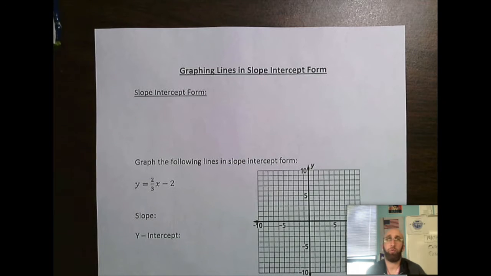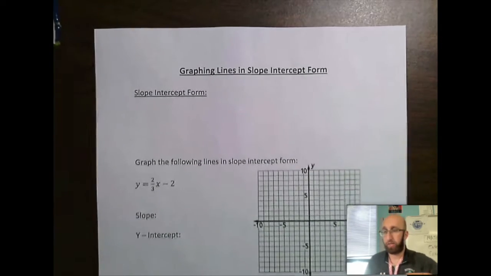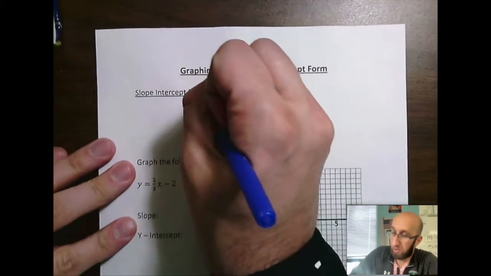In this short video, we're going to look at graphing lines in slope-intercept form. I'm going to talk about what slope-intercept form is, and then we're going to look at four different examples on how we can graph lines in slope-intercept form. So let's start with just what slope-intercept form is.